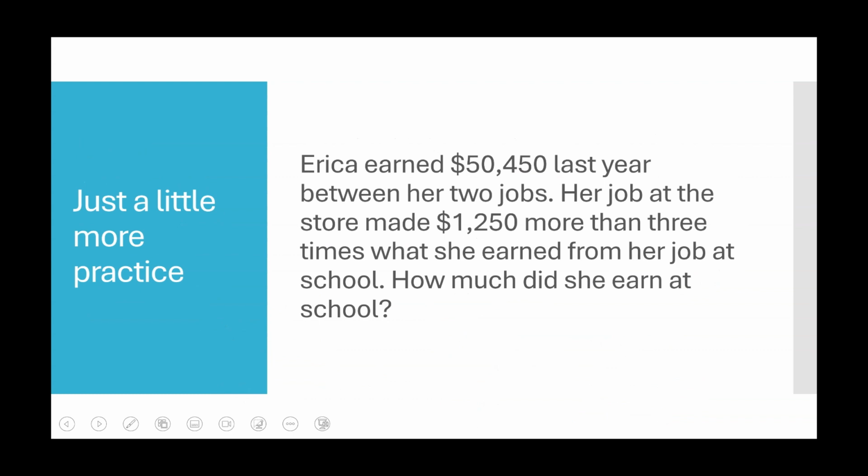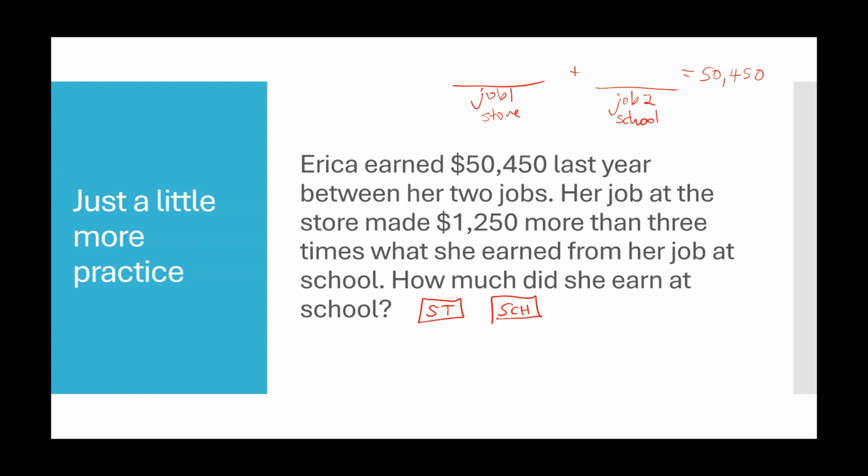Erica earned $50,450 last year between her 2 jobs. Okay, job 1 and job 2 together makes $50,450. All right. Her job at the store, oh boy, let's say this was the store, made $1,250 more than 3 times what she earned at the school. How much did she earn at school? How nice, we only have to answer one. So convenient. Store, school. All right, her job at the store made $1,250 more.